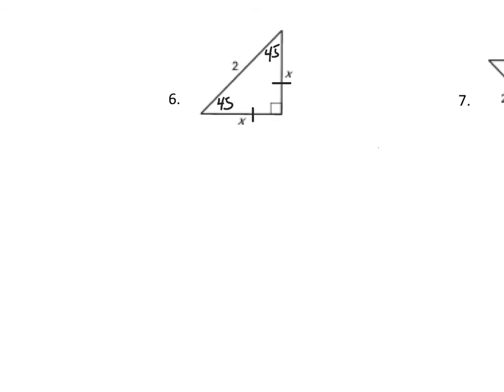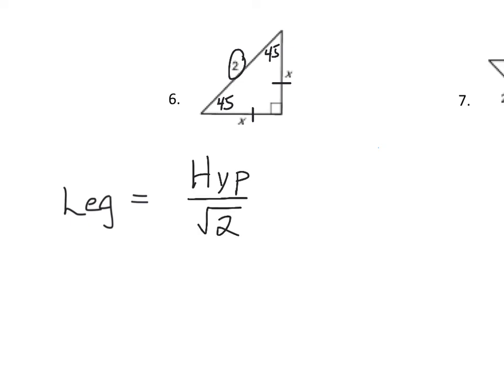The one side they do give me is the hypotenuse, but in this case there is no radical 2 to go with it. So let's remember what our equation is. If I want to figure out what a leg length is, I'm going to have to take the hypotenuse and divide it by radical 2. So let's replace the hypotenuse in my equation with the actual hypotenuse in this problem, which is 2.